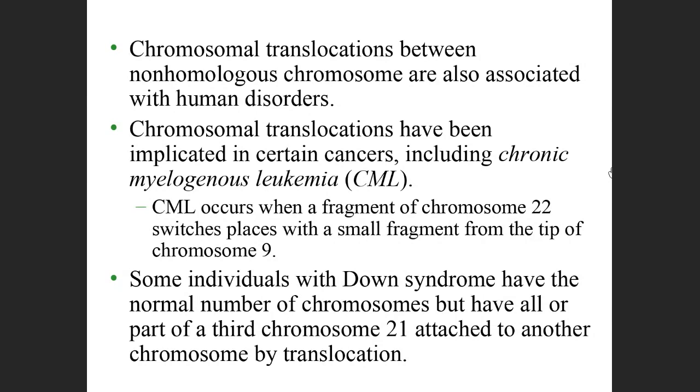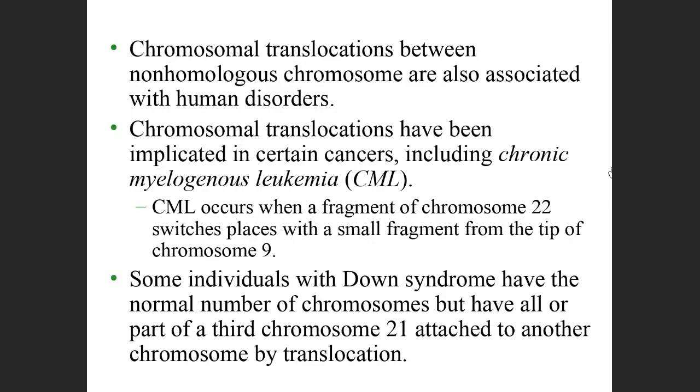Chronic myelogenous leukemia is the result of a chromosomal translocation where a fragment of chromosome 21 gets stuck to the tip of chromosome number 9. And so this leads to a form of blood cancer.